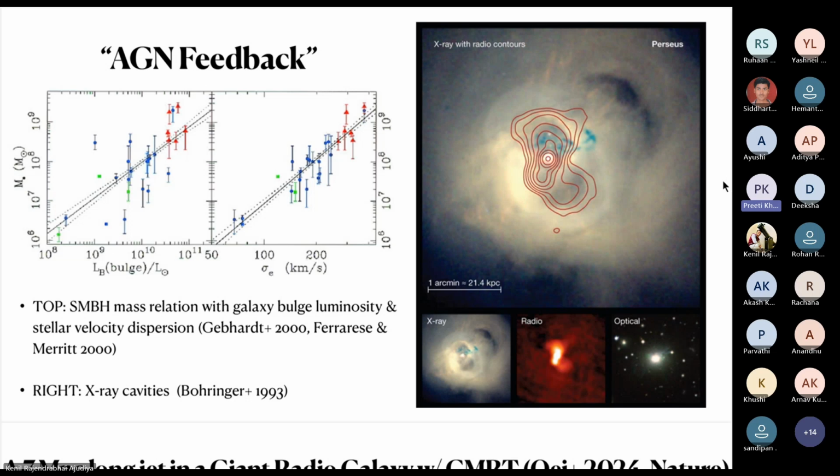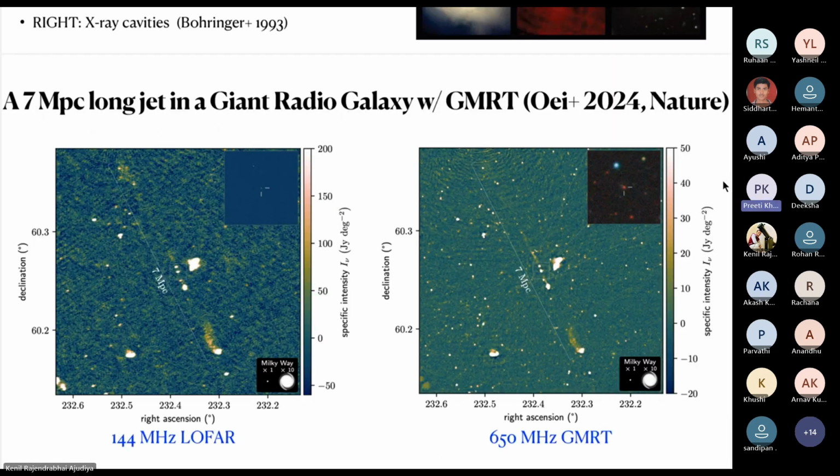Okay, so now the last slide is a very interesting discovery that was made recently using the GMRT telescope and also another telescope called LOFAR, or Low Frequency Array, which is in the Netherlands and other places in Europe. The two images show the discovery of the longest jet coming from an AGN.